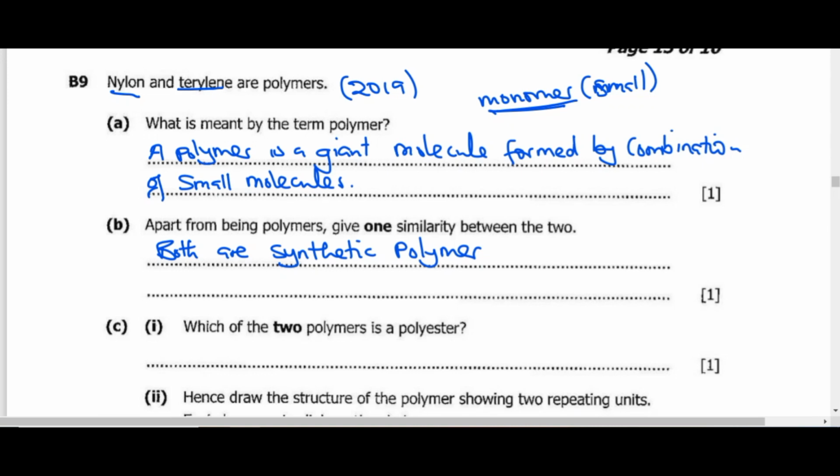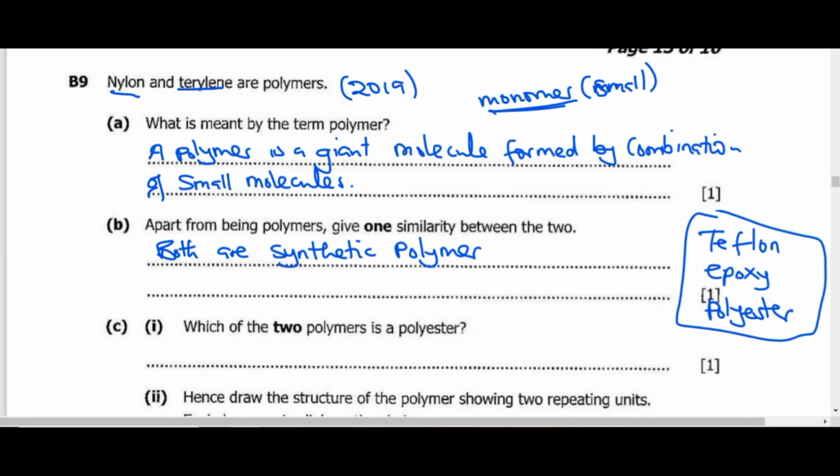There are other examples that we can give. For example, an example that we can give is Teflon. So Teflon is another example, and then epoxy, that is another example that we can give. Not only that, even polyester. So polyester is another example that we can give of synthetic polymers, apart from the two that we've been given here. So which of the two polymers is a polyester? This one I've stated here. Now between the two, which one is a polyester?